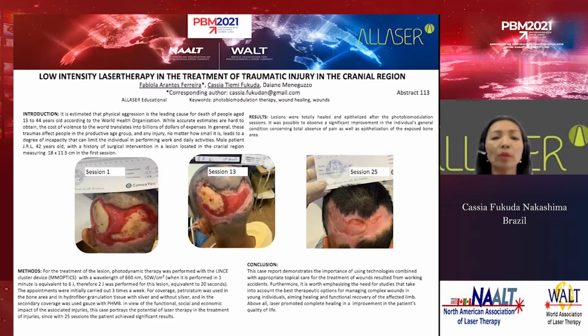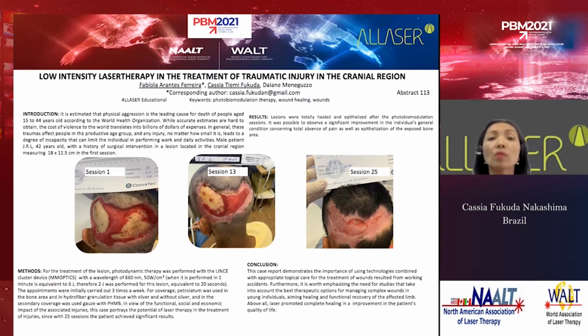And the appointments were carried out initially 3 times a week. And for the dressing and coverage of these lesions, we used petrolatum on the bone and also other things to help this wound healing. We did 25 sessions and the patient achieved significant results.